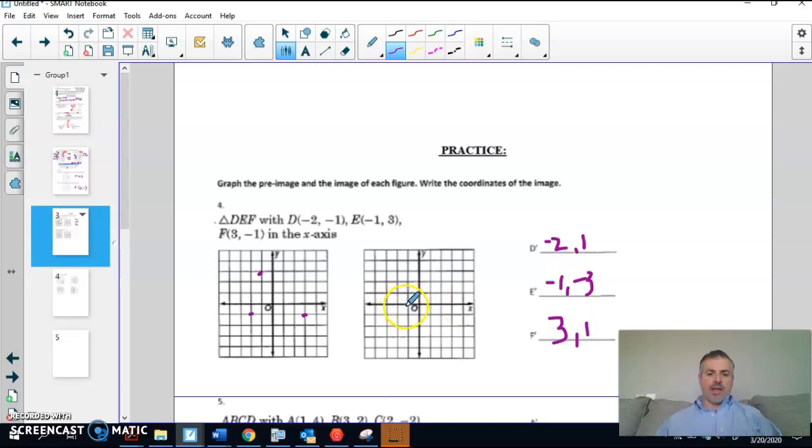So then if I graph that, -2, 1 is going to be right here. -1, -1, 2, 3 is right here. And then finally 3, +1 is right there. So that is the reflection over the x-axis. Kind of weird with the x-axis going right through the middle of the shape. That's the way it ends up.